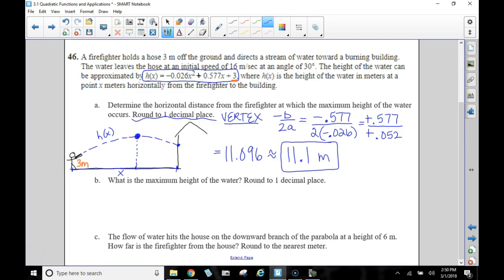This says, what is the maximum height of the water? So what we need to do is calculate the height at 11.1 meters. When x is 11.1, what's the height? Well, it is negative 0.026 times 11.1 squared plus 0.577 times 11.1 and then plus 3.